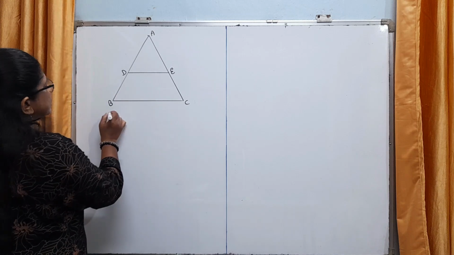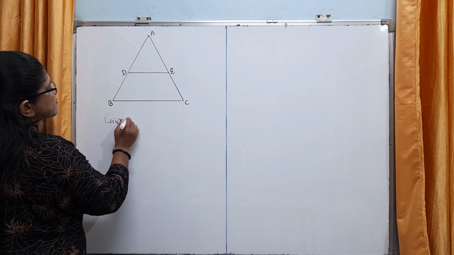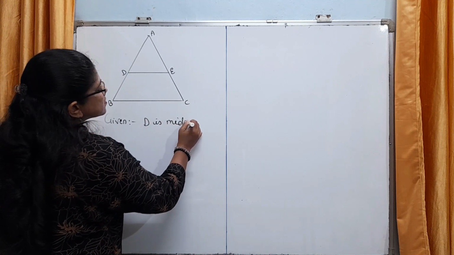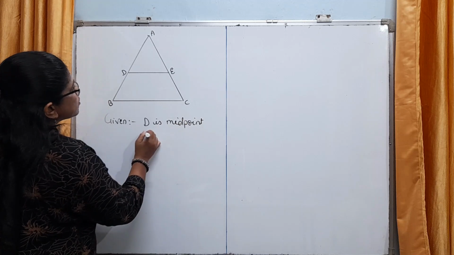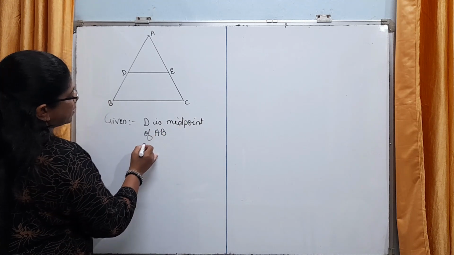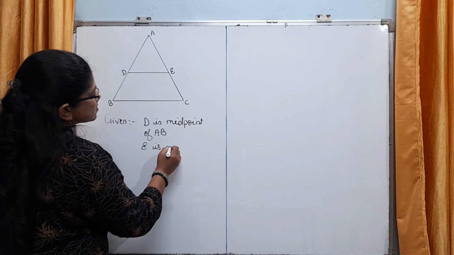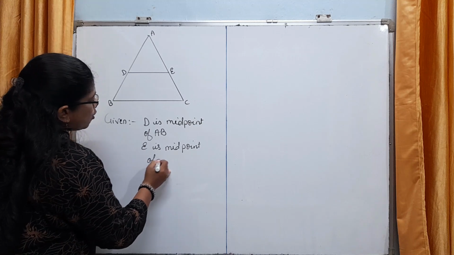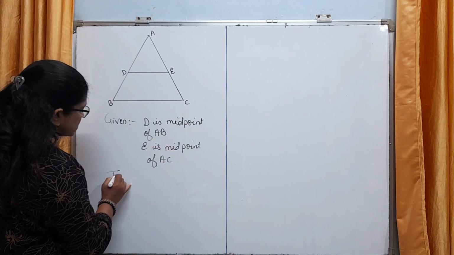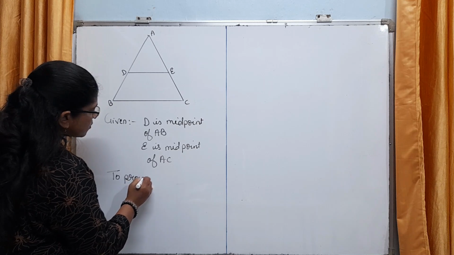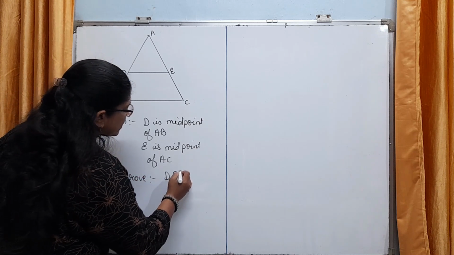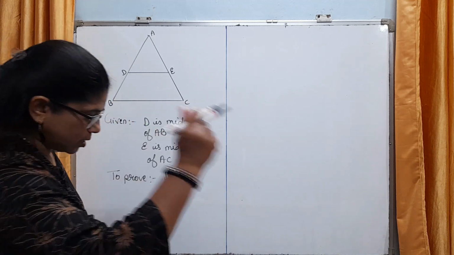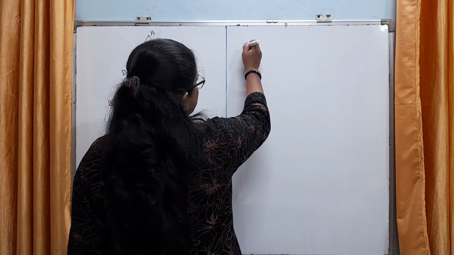Now here the given information is D is midpoint of AB and E is midpoint of AC, and from this we have to prove that DE is parallel to BC. Okay, let's start the proof of this sum.